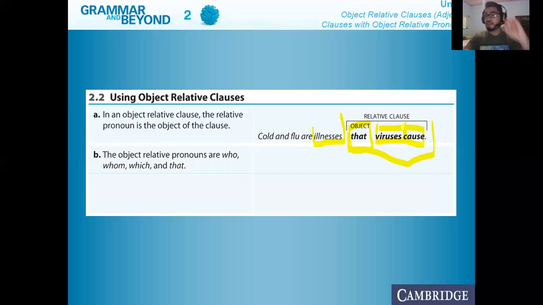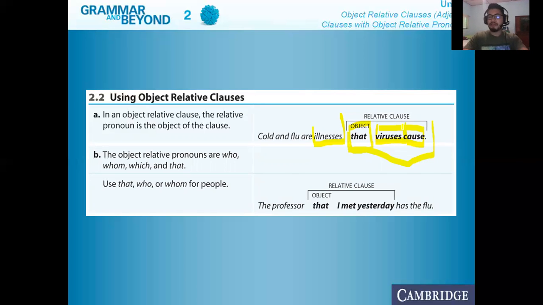The object relative pronouns are the following. We have who, whom, which, and that. You use that, who, and whom for people, okay? In the other case, when we were talking about subject relative clauses, we had that who and that were the only ones used for people. Here you can use that, who, and a new one that is whom. So for example, the professor that I met yesterday has the flu.